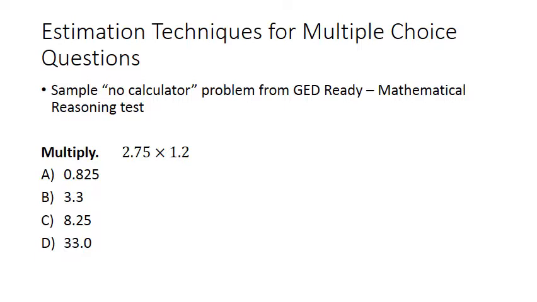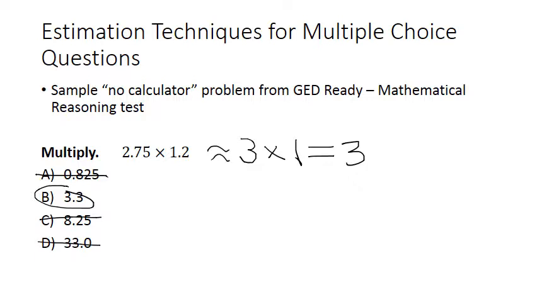For example, let's just go ahead and say 2 7/75 is roughly 3, and 1 2/10 is roughly 1. So this is going to be approximately equal to 3. Now I take a look at the answers that they gave me. 825 thousandths, nope, no way is that going to be the answer. 3 3/10, this looks promising. I'm going to circle it because this is a very good likely answer in this case. 8 25 hundredths, no way. 33, not even close. I would check this answer off as being the correct one without actually having to do the multiplication.